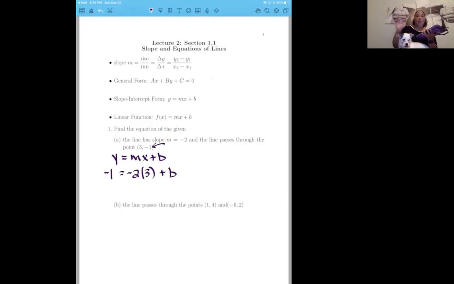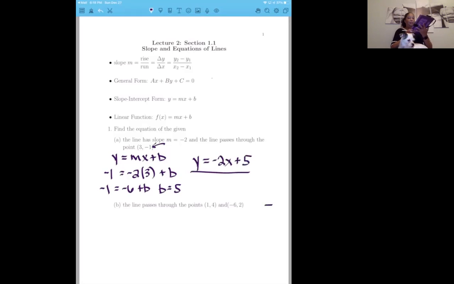Now if you want to use the point slope form, you can, but in general, this is how I do it every time. So I have -1 equals -6 plus b. If I add 6 to both sides, I get b equals 5. So the equation of my line is y equals -2x, right? -2 is my slope, plus b.